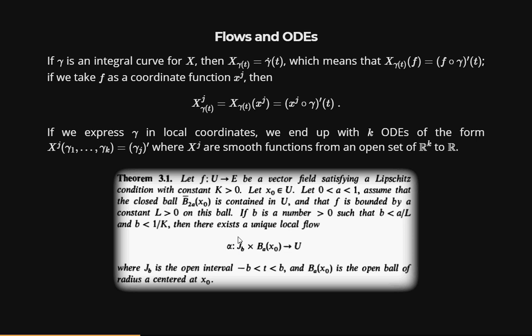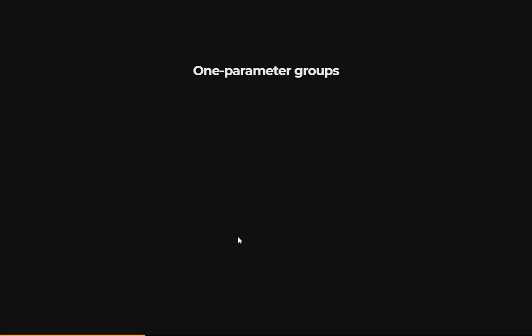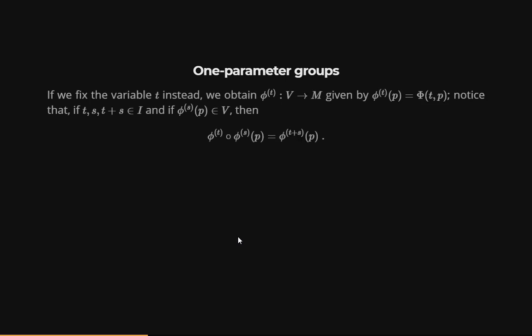Again, local flows do exist, if your vector field is nice. Now, the other phase of vector field flows: one-parameter groups. Now we fixed the variable p inside our flow, and we obtain a curve. What happens when we fix the time?